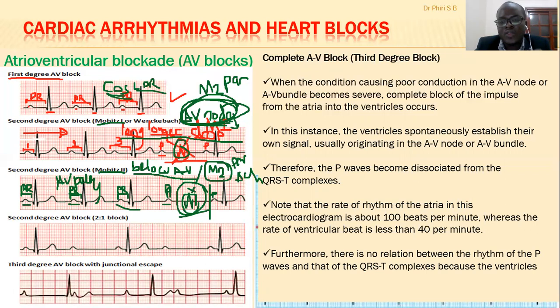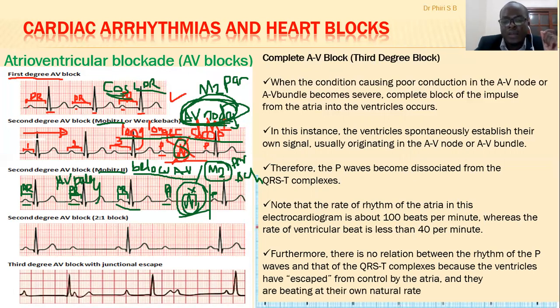Furthermore, there is no relationship between the rhythm of the P waves and that of the QRS complexes because the ventricles have escaped from the control of the atria, and they are beating on their own natural rate.